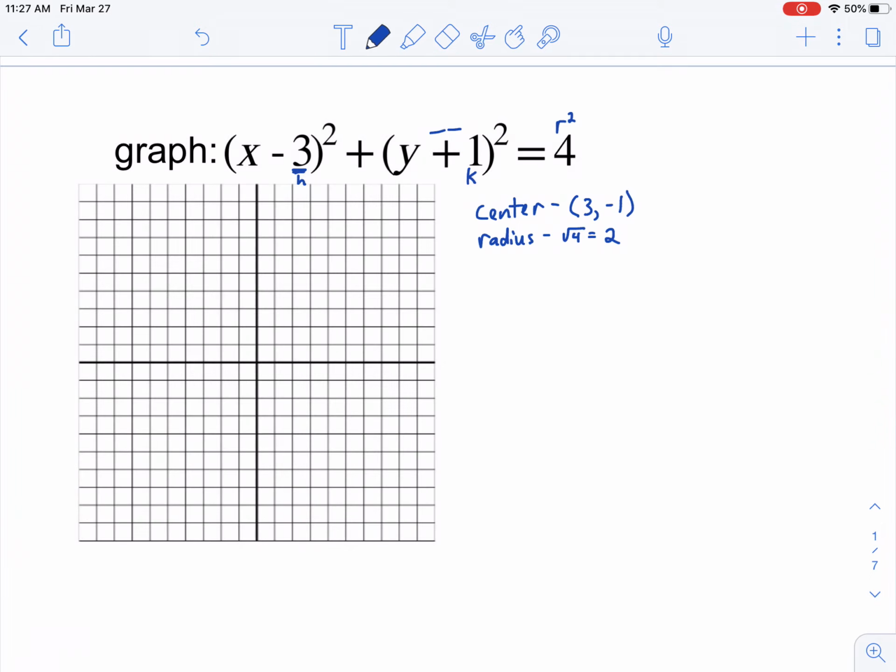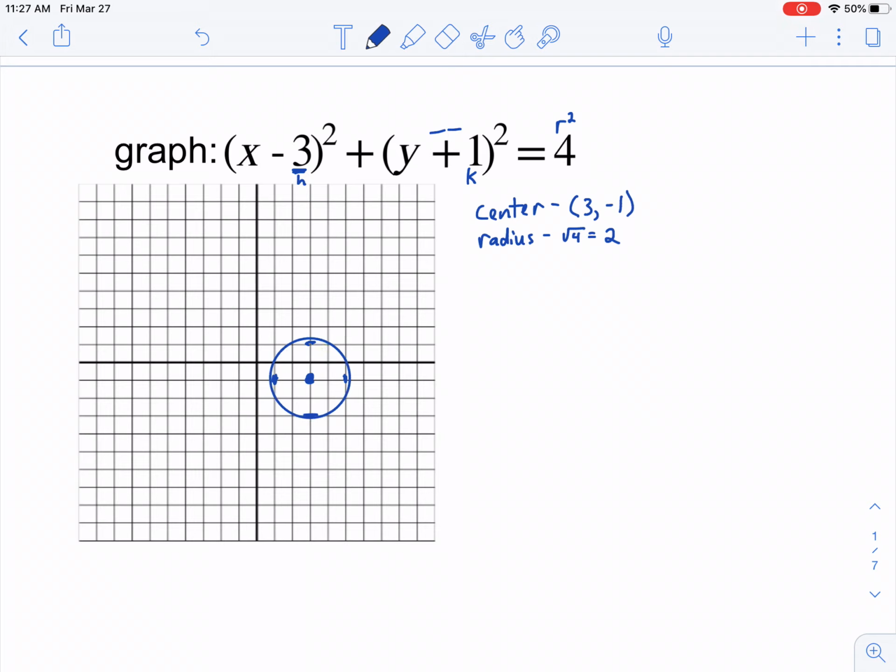And so to graph that, we put a point at the coordinate (3, negative 1), which is right there: right 3 and down 1. And then the radius is 2. So I put a little mark here to the right 2, I go up 2, I go left 2, I go down 2. My circle is going to connect with all those points right there.